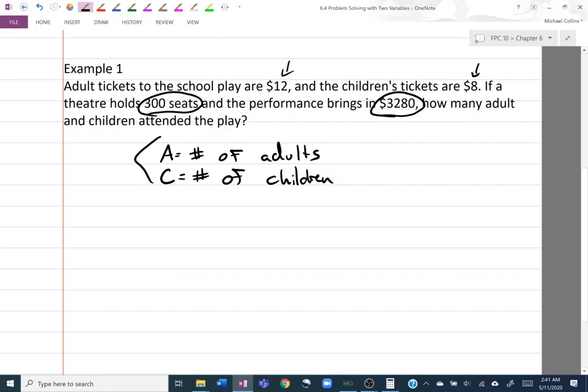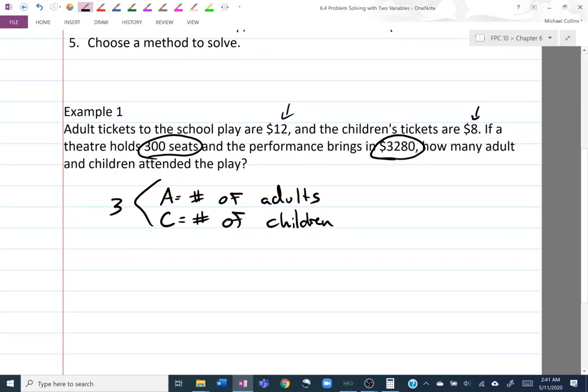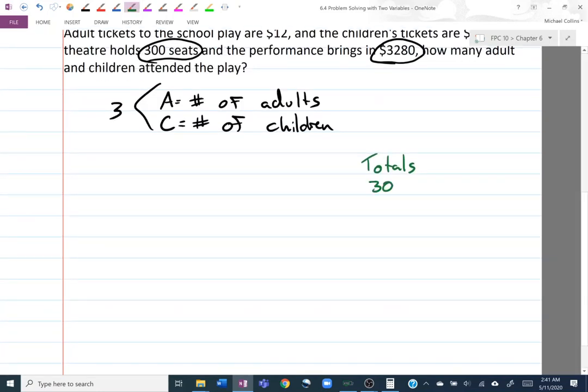So I want to look for totals, and maybe I make a little chart here. I have 300 seats, and I have $3,280. Those are my two totals, and I want to figure out how I can put my variables together to find those. If A is the number of adults and C is the number of children, then adults plus children must equal the number of seats. So A plus C is going to be equal to 300.